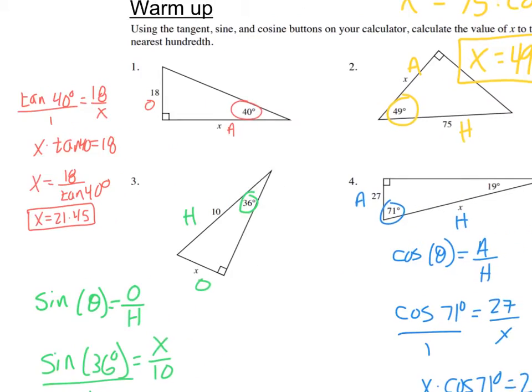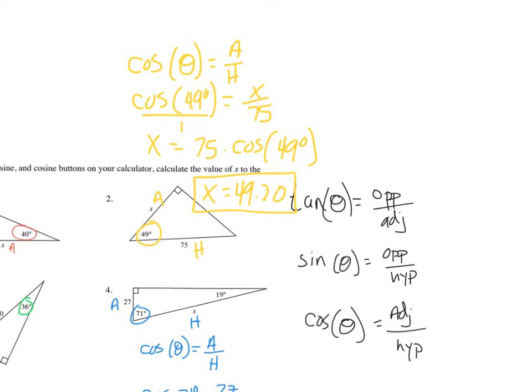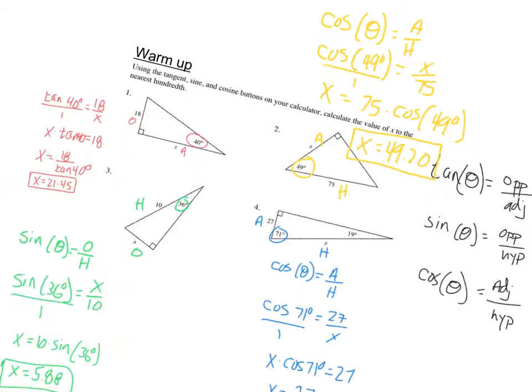On problem number 2 over here, I used the cosine ratio, as from this angle of 49 degrees I was trying to determine the adjacent leg, and I was given the hypotenuse, and cosine is adjacent over hypotenuse, so I solved and got roughly 49.2.